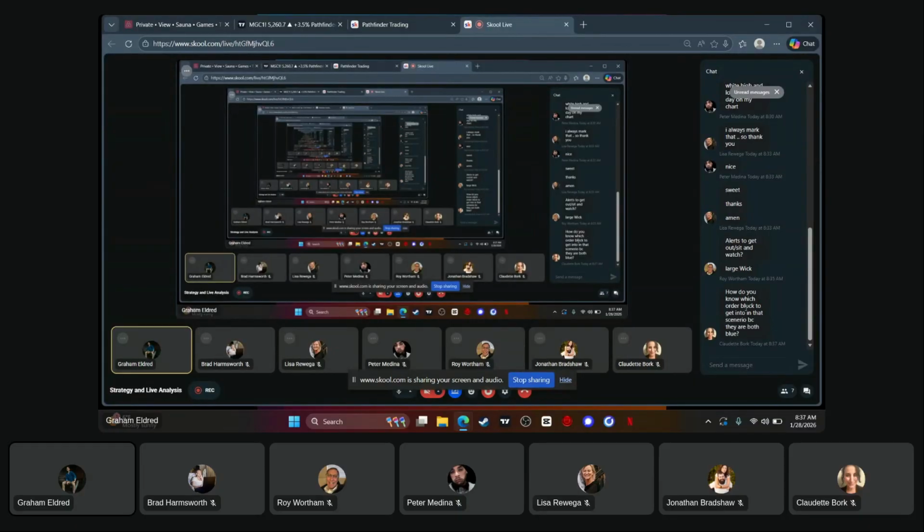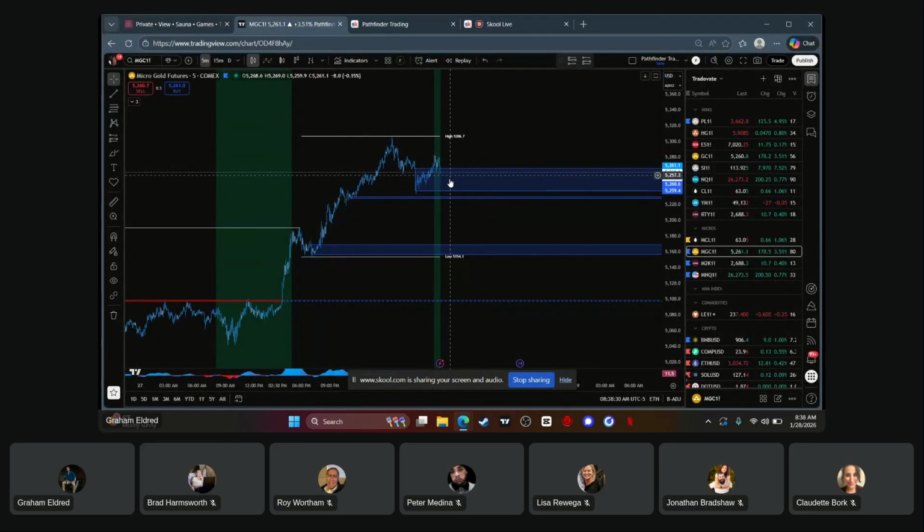How do you know which order block to get into in that scenario because they're both blue? Great question, Claudette. What you look for is the order block that gives you a signal to get in. Don't just enter because it's an order block. Wait for the market to give you a double bottom in the order block on the 5-minute, or to give you inside candles or wicks. Look for evidence that the buyers are there. Make sense? Don't just enter. Find something that backs your position and supports what you're seeing on the charts. And if we see that from this right here, we would get in, right? If that happened here, we would look to get in.